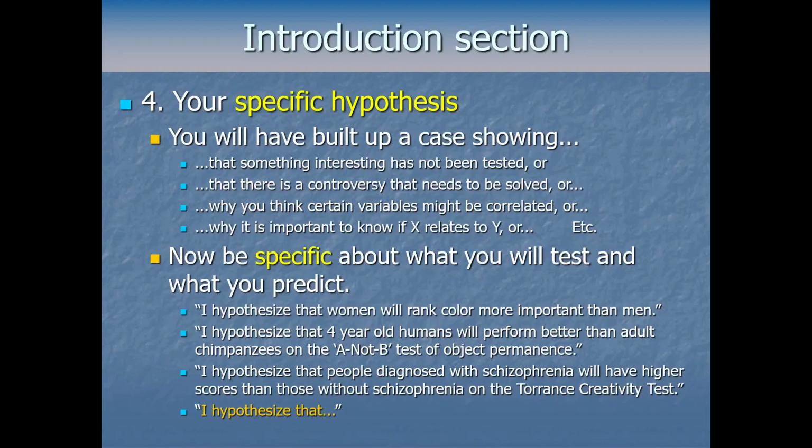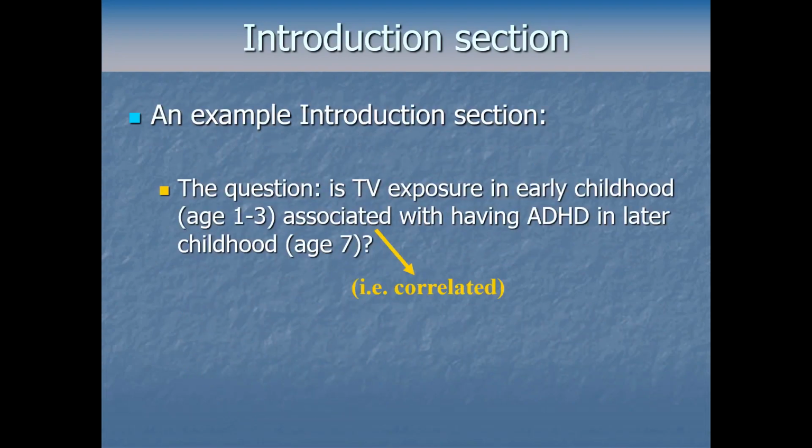And try to be precise here. Don't just say, I hypothesize men will be aggressive. Like, aggressive compared to what? Aggressive compared to whom? Aggression measured how? So instead, get specific. Maybe, I hypothesize that men will show more aggressive behaviors than women or non-binary people when confronted with a frustrating and unwinnable task in a laboratory situation. Right? A little more specific about your hypothesis.